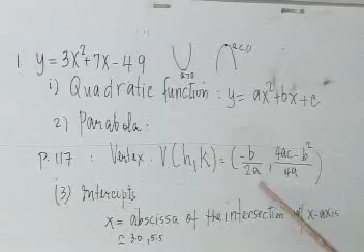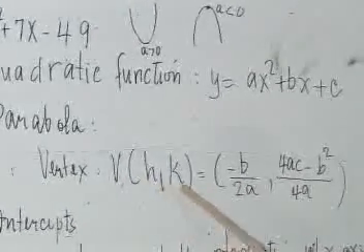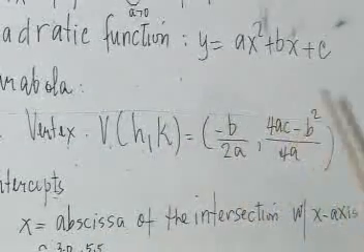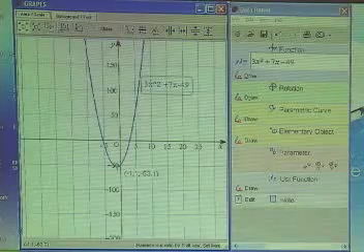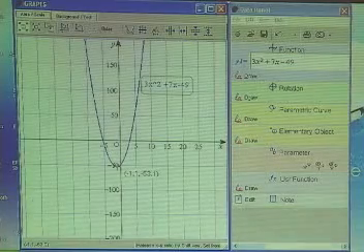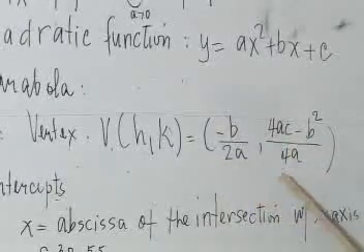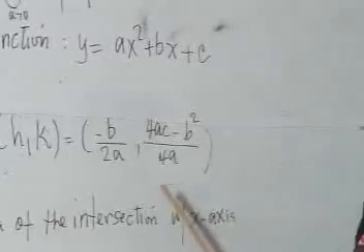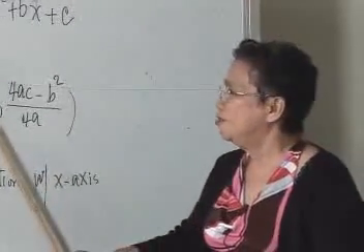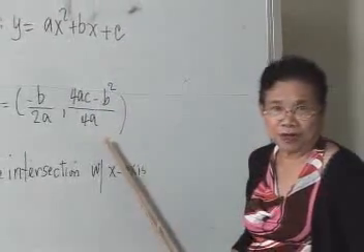Minus b over 2a will be the abscissa of the vertex, and the ordinate of the vertex is 4ac minus b squared over 4a. Okay, so this is correct. You should remember this. Mathematics trains you to remember things, and one of the things you have to memorize will be minus b over 2a and 4ac minus b squared over 4a.